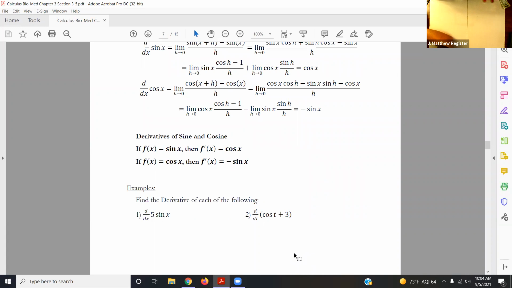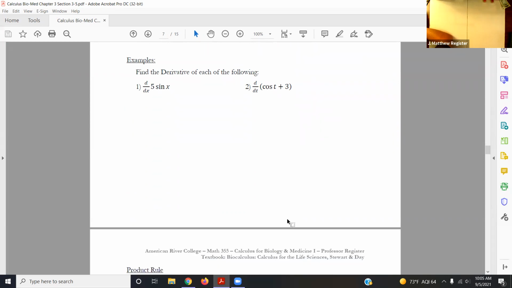And so here's a couple of quick examples. The derivative of 5 sine of x would be 5 cosine of x. The derivative of cosine of t plus 3 would be negative sine of t, because the derivative of cosine is negative sine, and the derivative of 3 goes to 0.